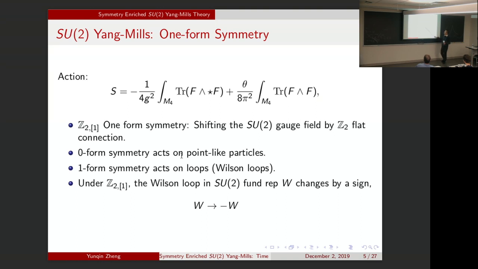And the theory also has another global symmetry, which is what we call the one-form global symmetry. The one-form symmetry acts on the SO(2) gauge field by shifting it by a Z2 flat connection, up to Z2 gauge fields. It's easier to understand how the Z2 one-form global symmetry acts on the Wilson lines. If you have a Wilson line in the SO(2) fundamental representation, the one-form global symmetry just gives the Wilson line a minus sign. So it means that the Wilson line has charge 1 under the one-form global symmetry. It's better to compare this to the familiar zero-form global symmetry, where the charged object is a point-like operator. For a one-form symmetry, the charged object is a loop or a line.